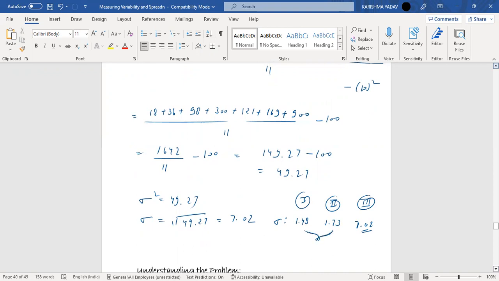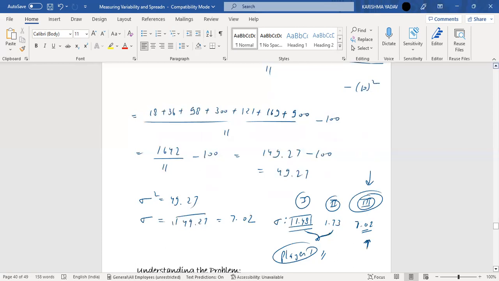Okay, now player 1 and player 2 both have small standard deviation, so the values are clustered around the mean. But player 3 has a standard deviation of 7.02, meaning scores are typically 7.02 points away from the mean. So player 1 has the smallest standard deviation of all these three players, so we will choose player 1 from these three players. And player 3 is the least to choose.